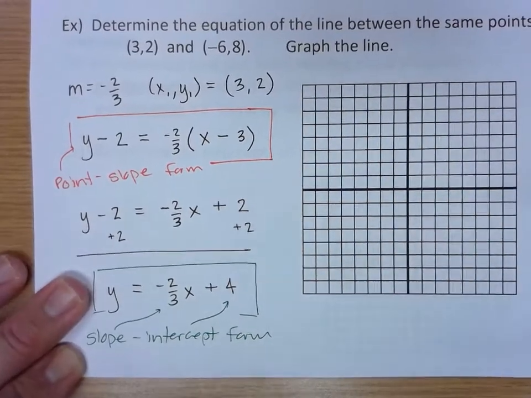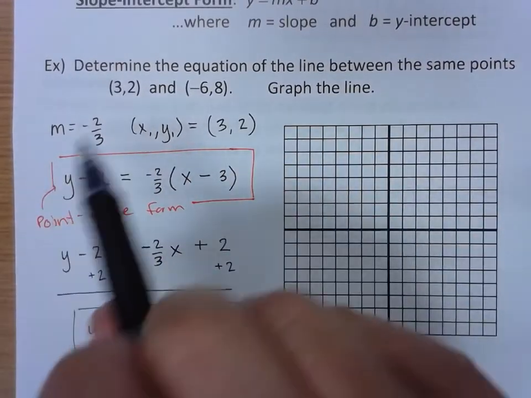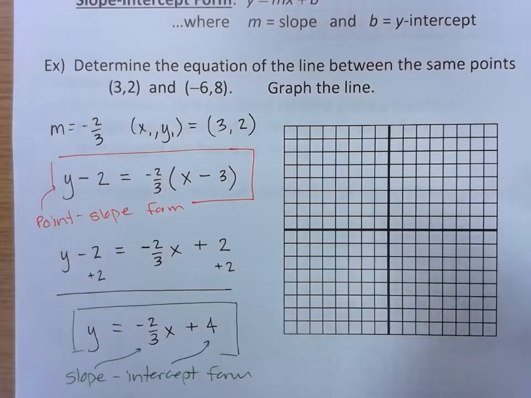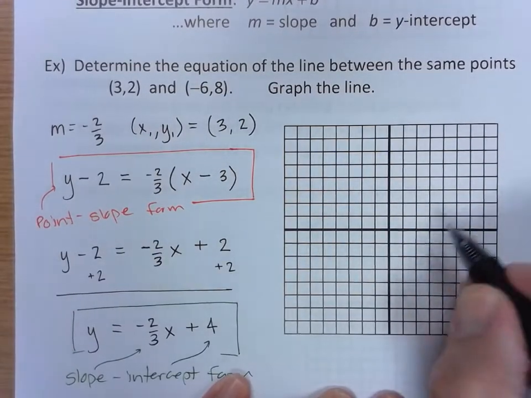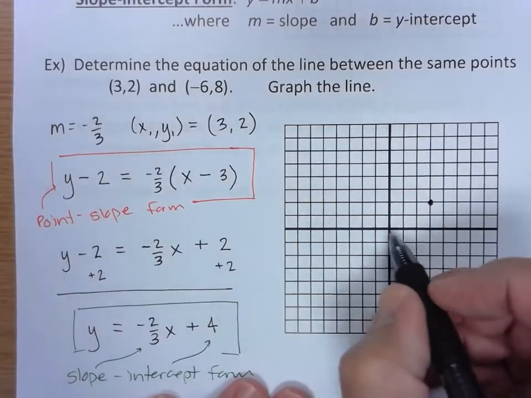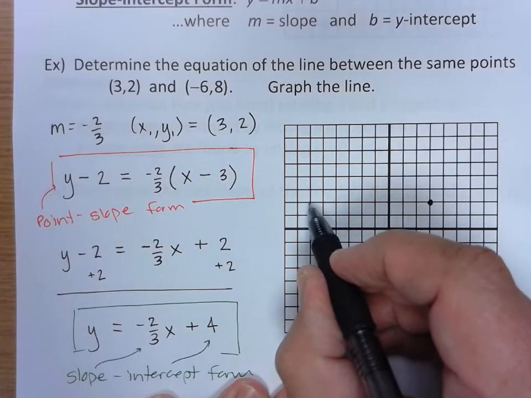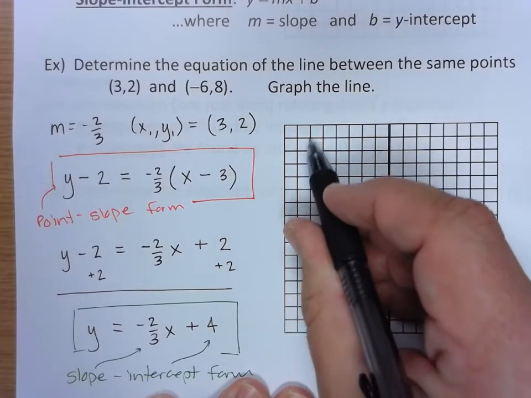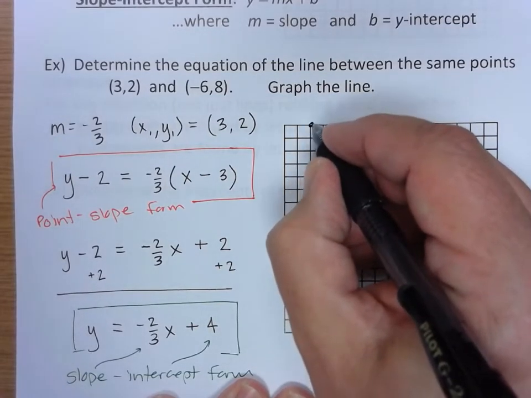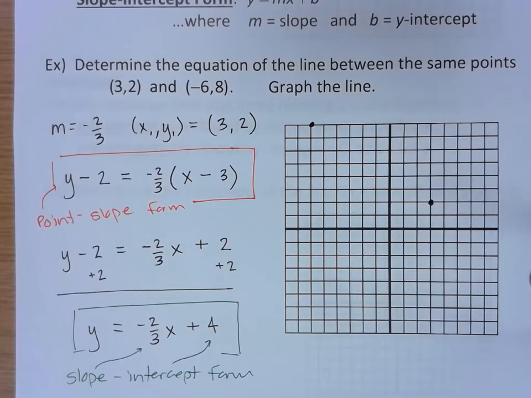So to graph a line, one way to do it is just to plot the 2 points we were given. We could plot the 3 and the 2, positive 3 for x, positive 2 for y, and then the negative 6, positive 8, 1, 2, 3, 4, 5, 6, and then up 1, 2, 3, 4, 5, 6, 7, 8. And then taking a straight edge, you can connect that and make your line's graph. Looking for a straight edge now.